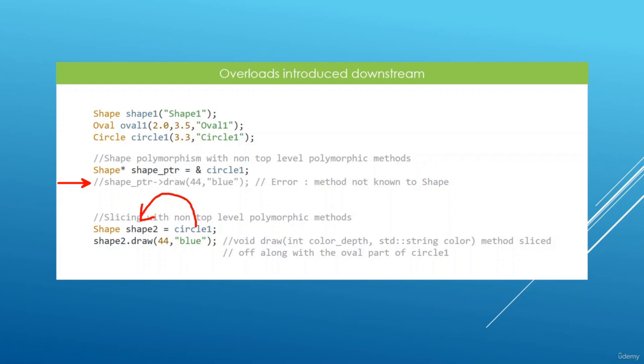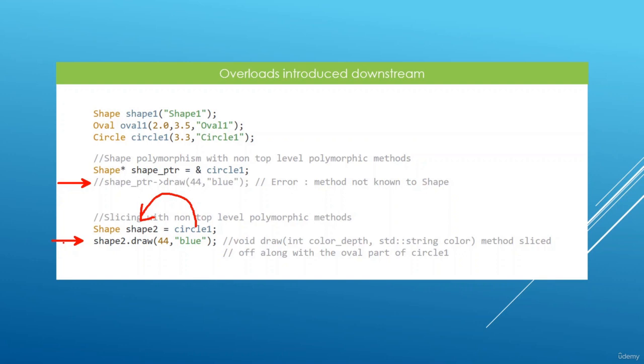So the circle part is going to be wiped out, the oval part is going to be sliced off, and the draw method is going to go with our oval part, and we will only be left with the shape part. And if we try to call this method here, we will get a compiler error because it's no longer available, it's been sliced off.